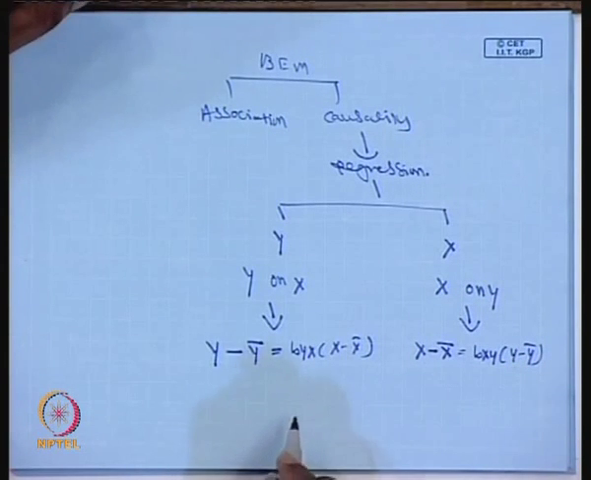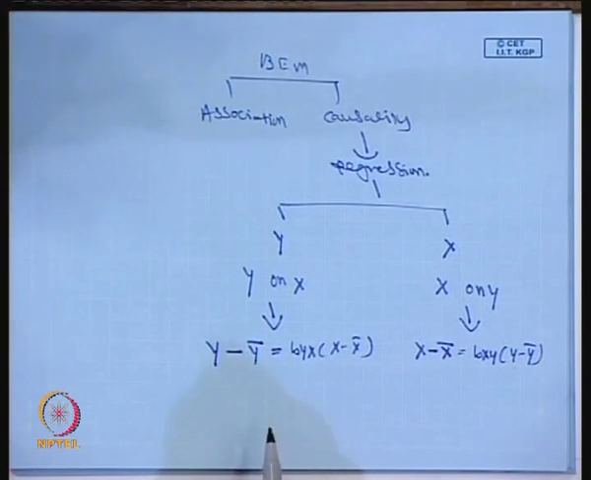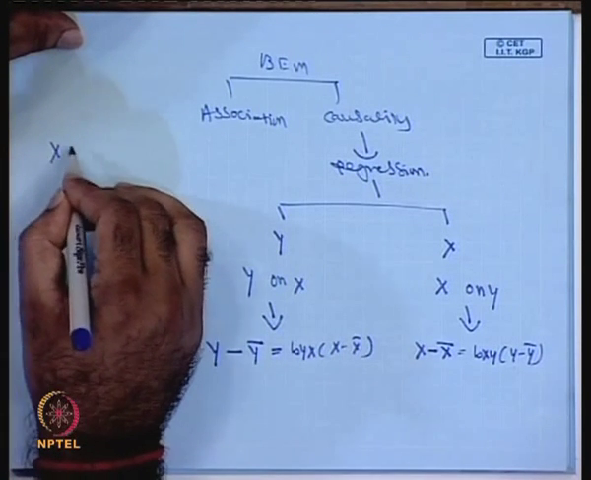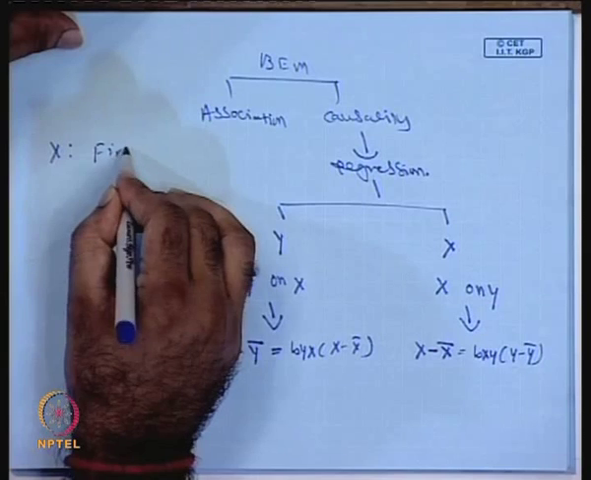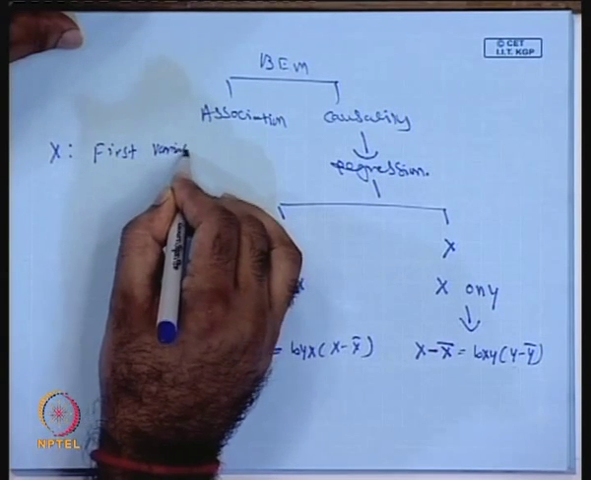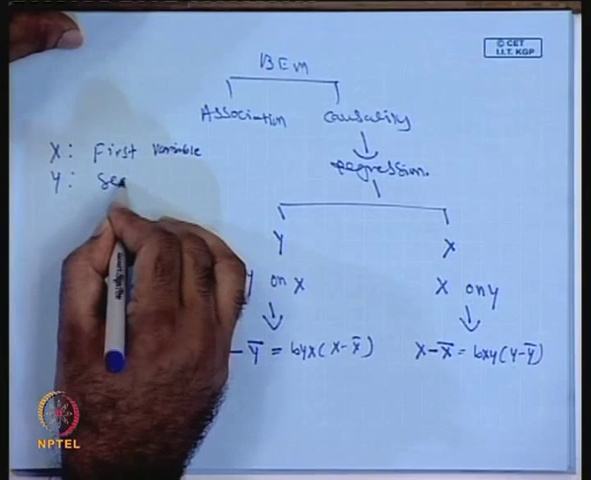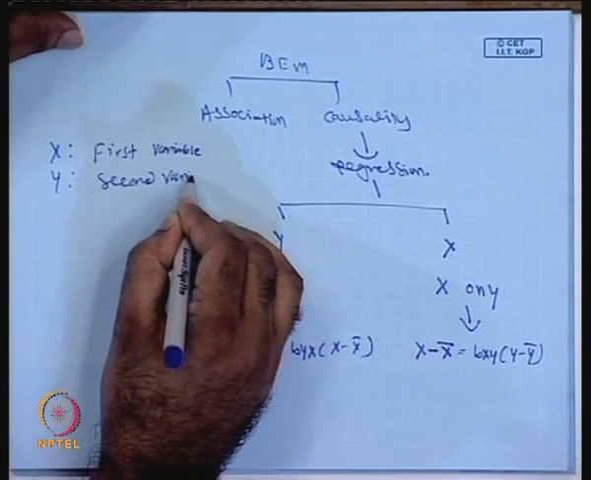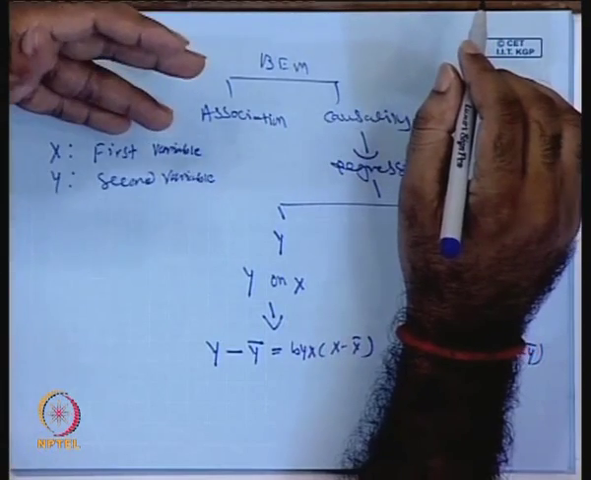Now, certain things you have to be very clear about. First, x is the first variable and y is the second variable. I have not mentioned whether the first variable is dependent or independent; either may be. If I say y on x, then obviously y is dependent and x is independent. The moment I say x on y, then obviously x is dependent and y is independent.